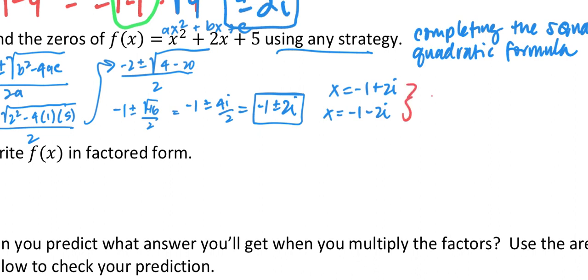These are called conjugate pairs, and we will look at the definition on the next page, but basically when you have the same complex number, but the only difference is the sign, here we have plus and minus, then you have a conjugate pair.